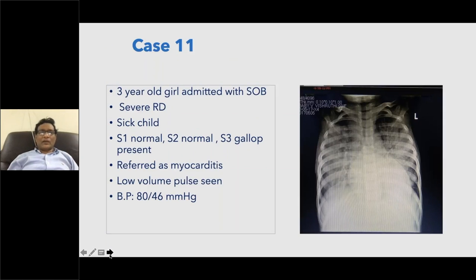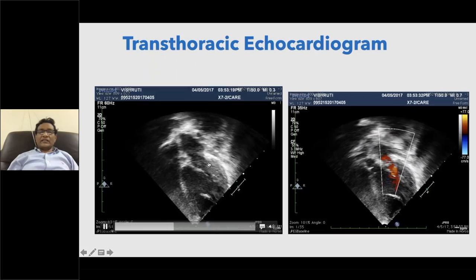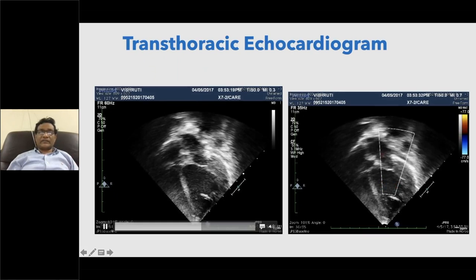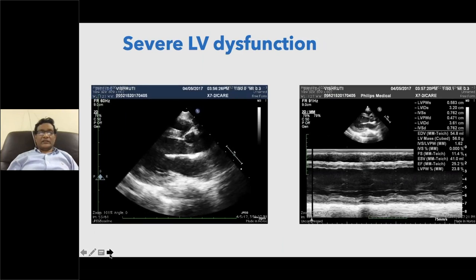Another couple of examples, I may stop after 1 or 2 cases. A 3 year old child was admitted with severe respiratory distress, blood pressure 80. You can see the pulmonary edema here. Presented with shock, S3 gallop, pulmonary edema, and there is LV dysfunction. It's not that severe, but LV dysfunction is quite significant.